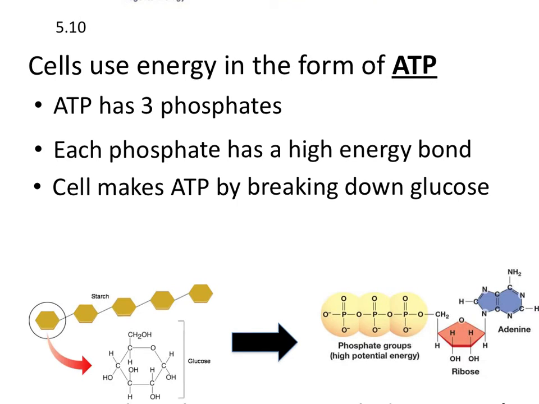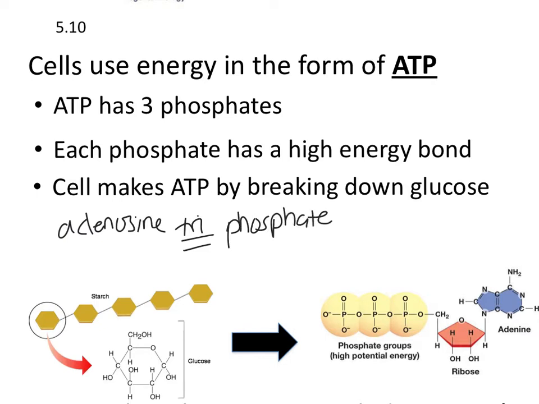ATP stands for adenosine triphosphate. Tri meaning three, meaning that there are three phosphates attached in a molecule of ATP. You can see that pictured down here on the lower right. There are three phosphates attached to the molecule. As you can see, those phosphates all are negatively charged. In general, negative charges do not want to be by each other. They will repel each other.